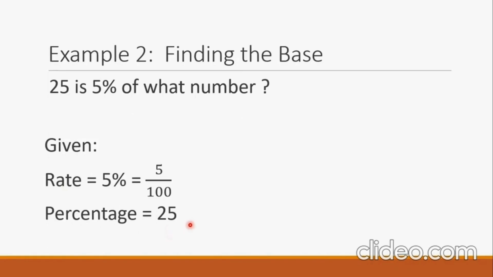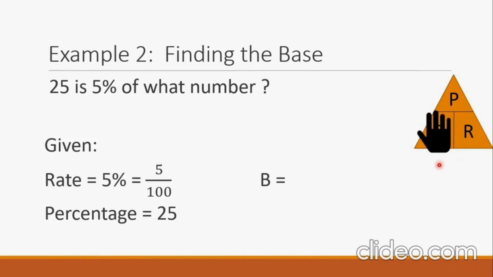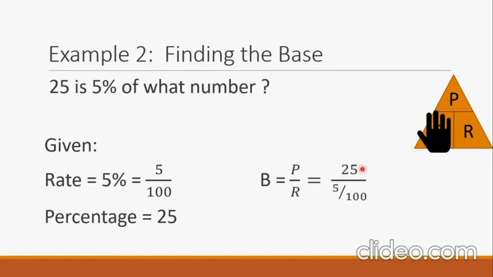So now, we want to get the base. Triangle formula here will help us give the immediate formula for the base. Look at letter B here. I'm going to cover that with my hand, and the P over R will come. So the P over R is our formula here. Then we will substitute the values. The P is 25. The R is that 5 over 100.